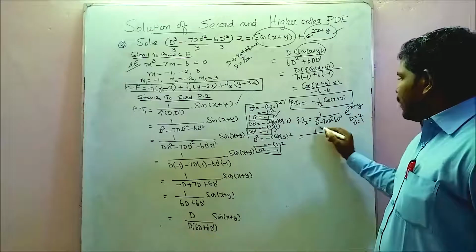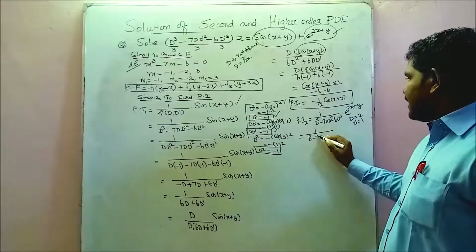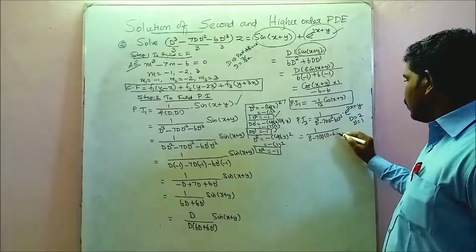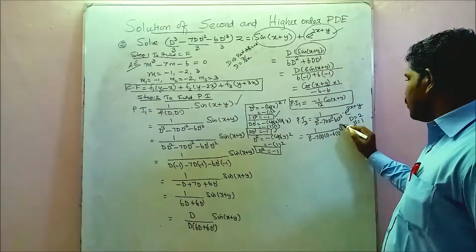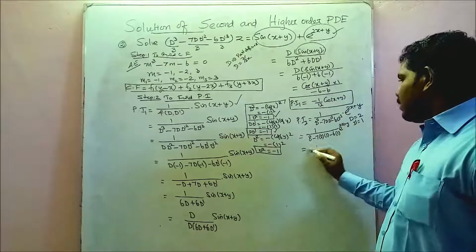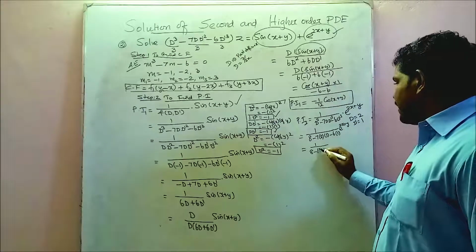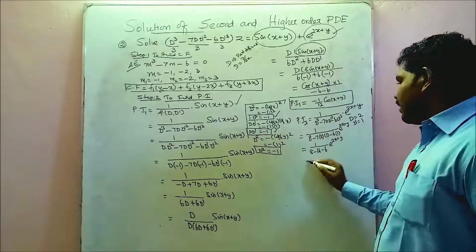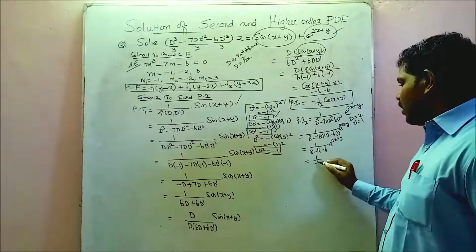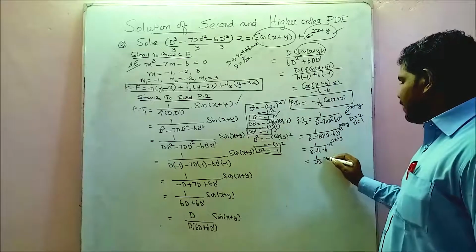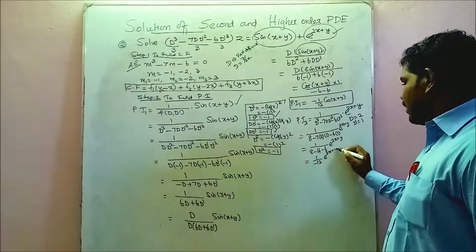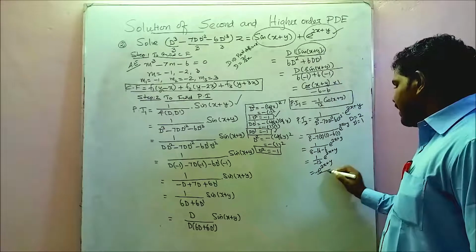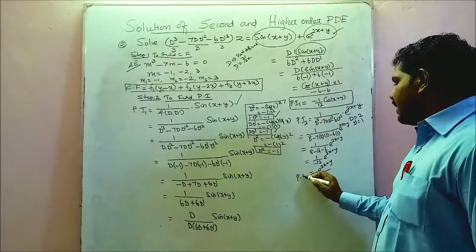Putting 2 where d is, we get 8 minus 7 into 2 into 1 minus 6 into 1 cube, into e power 2x plus y. That is equal to 1 by 8 minus 14 minus 6, e power 3x plus y. So this is 1 by minus 12, so minus 20 plus 8 is minus 12, e power 2x plus y. That is equal to e power 3x plus y by minus 12. This is particular integral 2.